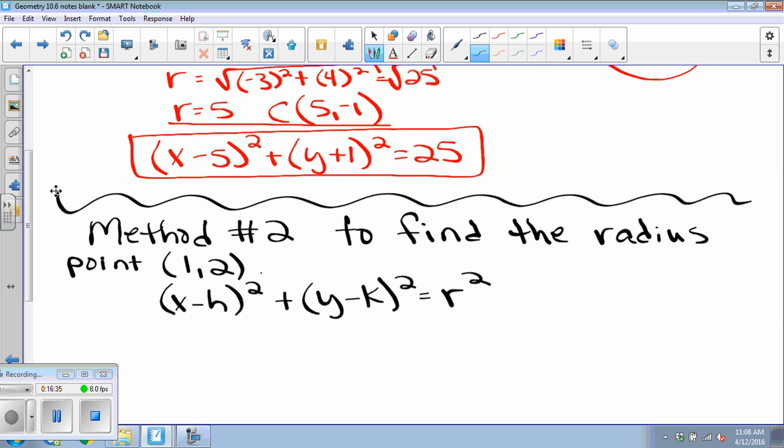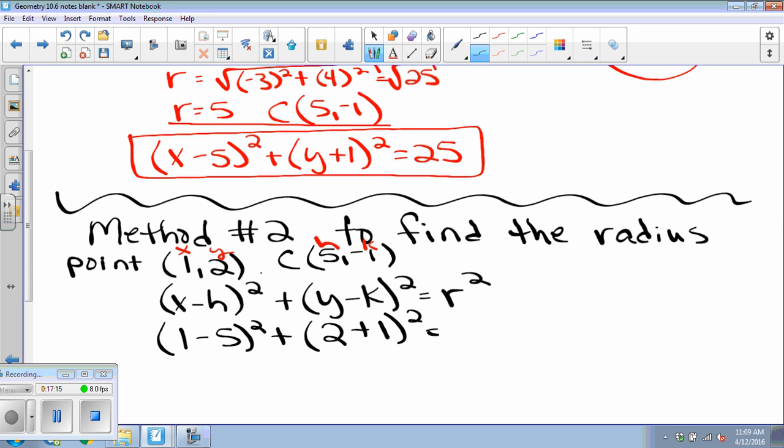So we're going to plug in the center and x and y. So this is our point, and the center was (5, -1). So h and k is the center. Okay. So this is x, this is y, this is h, this is k. Okay. So it's 1 minus 5 squared plus 2 plus 1 squared equals r squared.